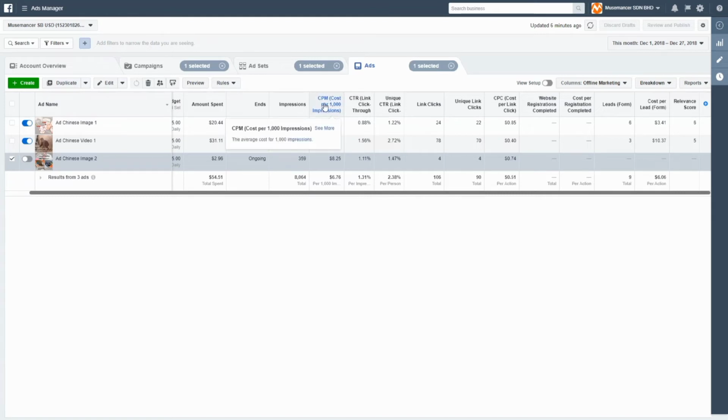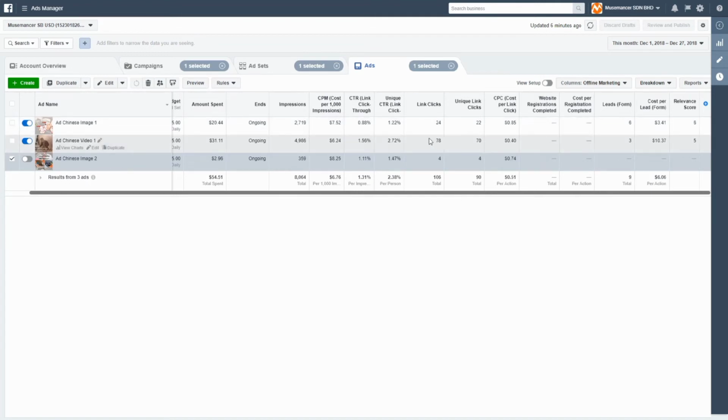I try to keep this below $10 per CPM, or cost per 1,000 impressions. So you can see here, all of these are doing pretty good. They're all below $10. All right. Click-through rate, I try to keep it at 1% and above, ideally. But I think this is slightly okay. I'll still keep it that way.